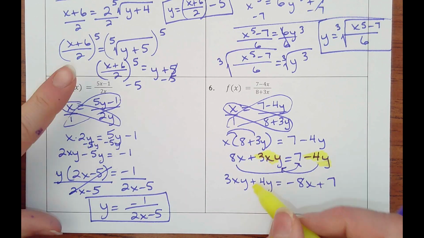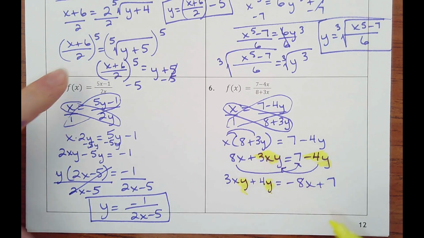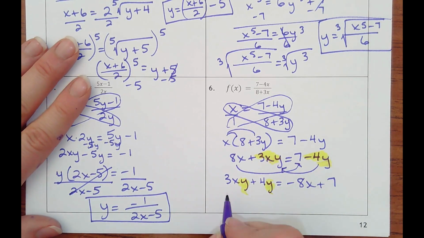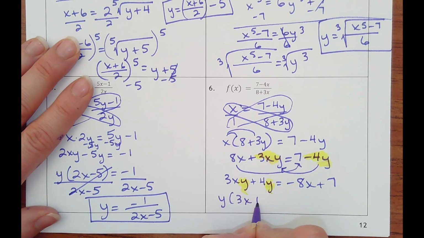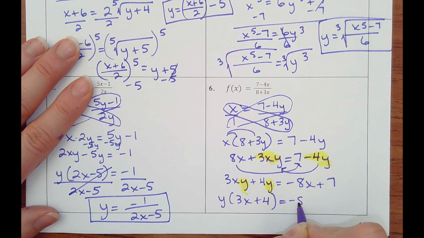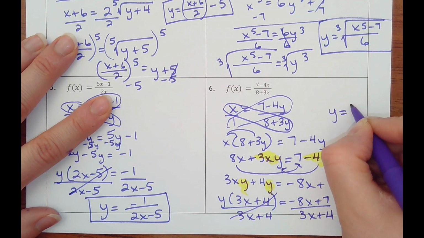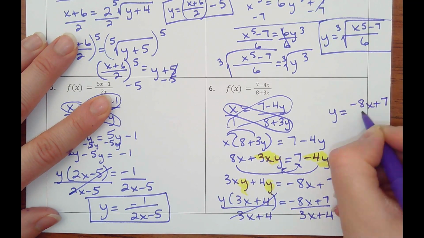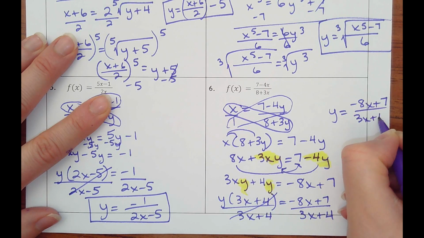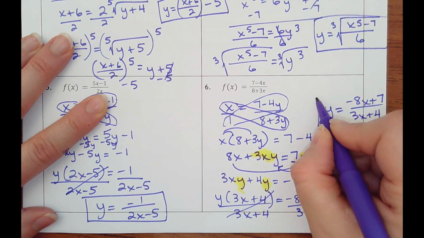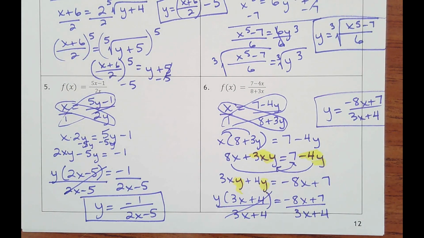Factor your y out. So you get 3x plus 4. And then you're just dividing away that 3x plus 4. So y equals negative 8x plus 7 over 3x plus 4. And that is the last lesson in this unit.